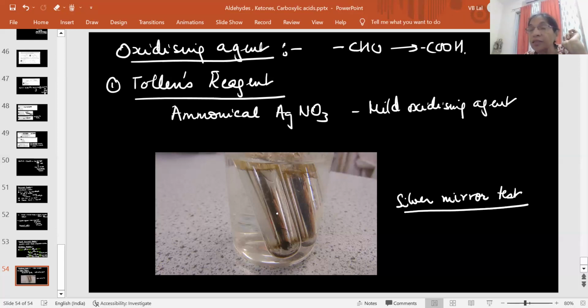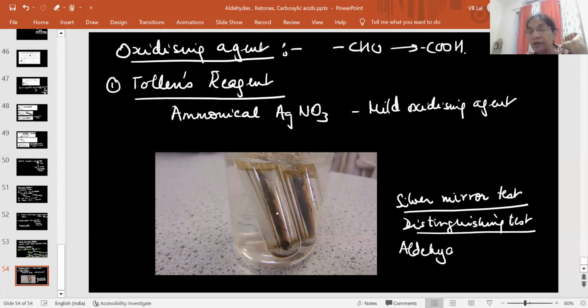This test is used as a distinguishing test. In every exam, there are two tests which are asked, and this is one very common distinguishing test. You can distinguish between aldehydes and ketones using this test, because only aldehydes give this test, ketones do not. So all aldehydes give this test, but none of the ketones will give this silver mirror test.